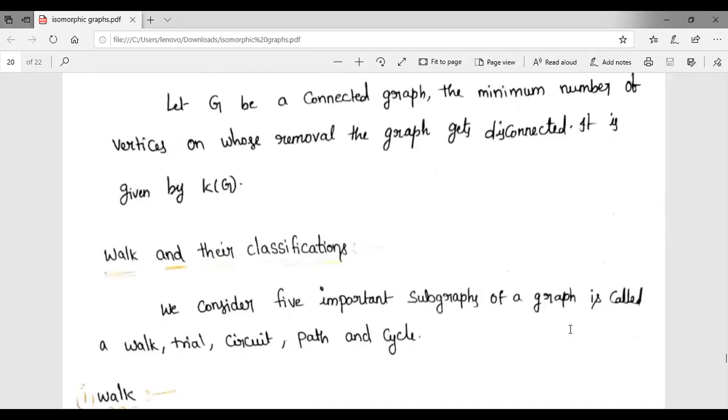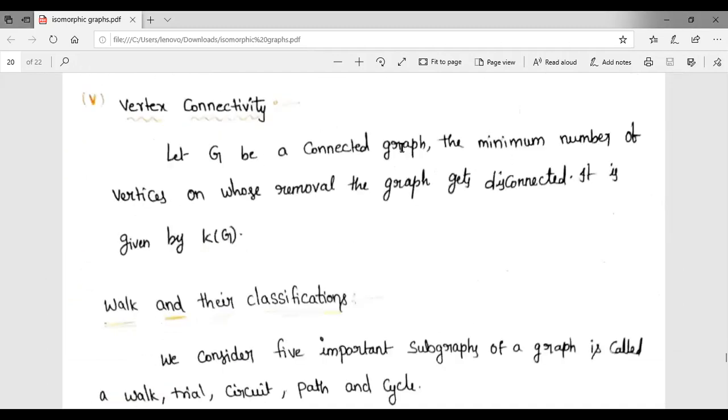Vertex connectivity. Let G be a connected graph. The minimum number of vertices on whose removal the given connected graph becomes disconnected is called vertex connectivity, and it is denoted by K of G.